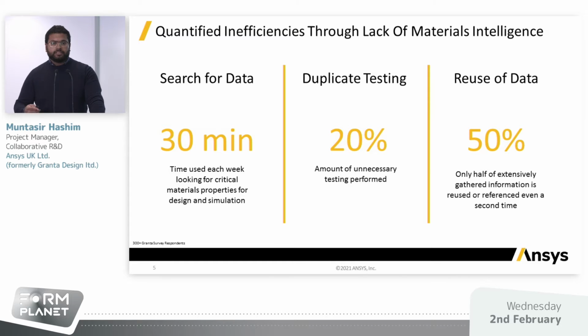And just to re-emphasize, a survey by us showed that we use a lot of time just to search for data. We also waste a lot of time just by duplicating testing. And also we are not reusing data as much as we should be. So there are a lot of inefficiencies through just lack of materials intelligence.